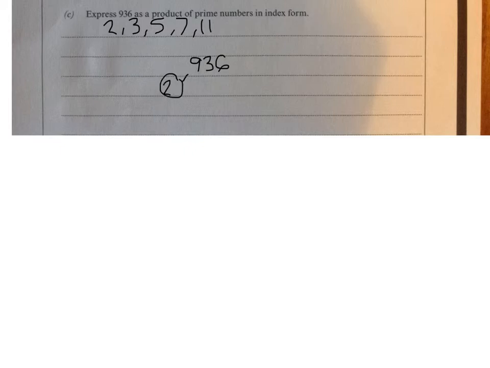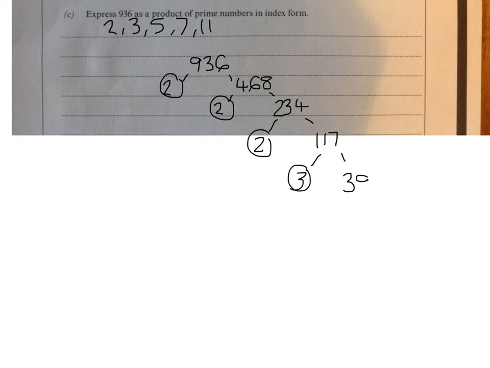And that goes in 468 times. And 2 goes into that, because again it's even, and it goes into that 234 times. 2 then goes into that, and it goes in 117 times. Now this isn't even, so let's try 3. Well, 3 goes into this, and it goes in 39 times. And of course 3 goes into 39, and it goes in 13 times, and of course 13 is a prime number.